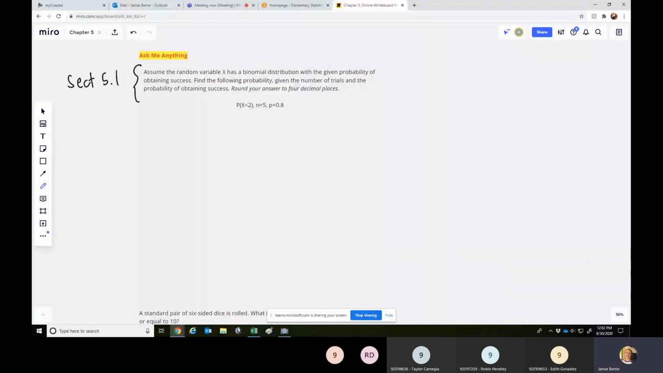So this says, assume the random variable x has a binomial distribution with the given probability of obtaining success. Find the following probability, given the number of trials and the probability of obtaining success, round to 4 decimal places. So it's asking us to find the probability that x is less than 2 if the number of trials is 5 and the probability of success is 0.8. Now, let me open up my document camera.